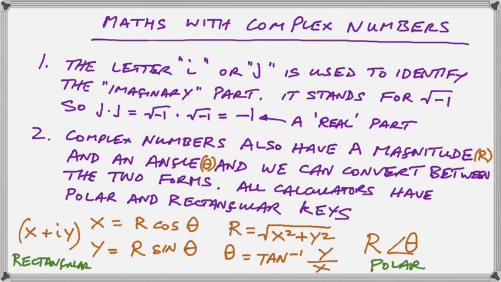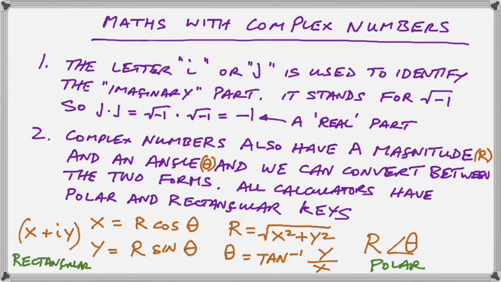Now, if we have the square root of minus 1 and we multiply it by the square root of minus 1, then the square root disappears and we end up with minus 1, which is quite a simple concept. So the minus 1 is actually a real part. Now, the rules for complex numbers are that we keep the imaginary part separate from the real part. So it actually is a number that consists of two parts.